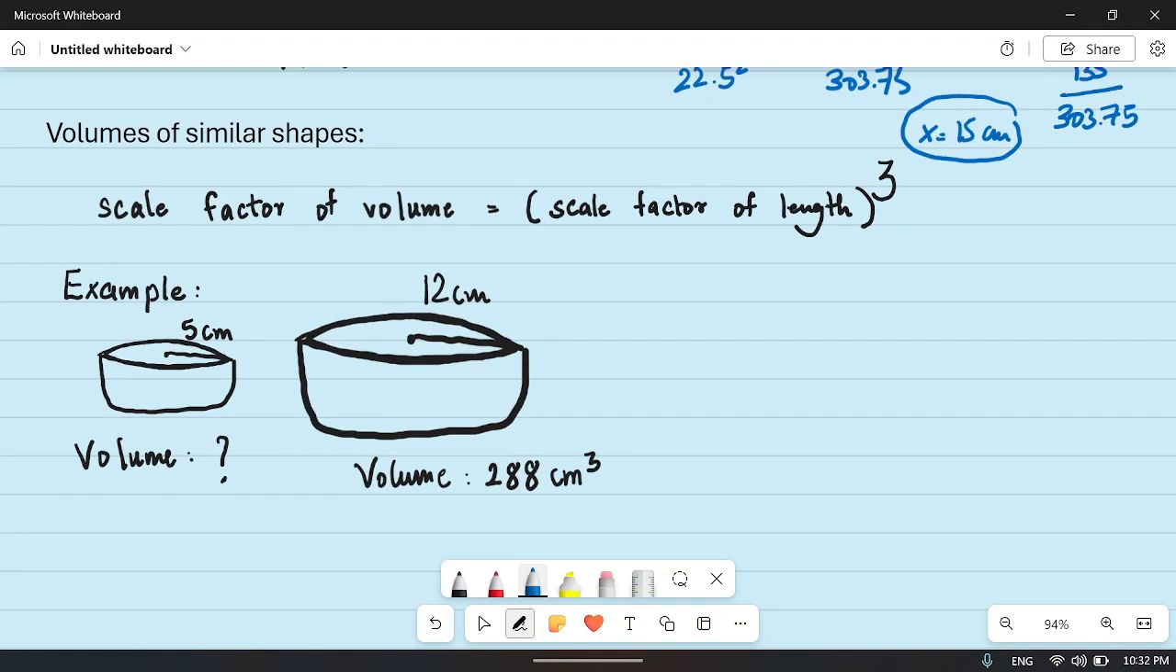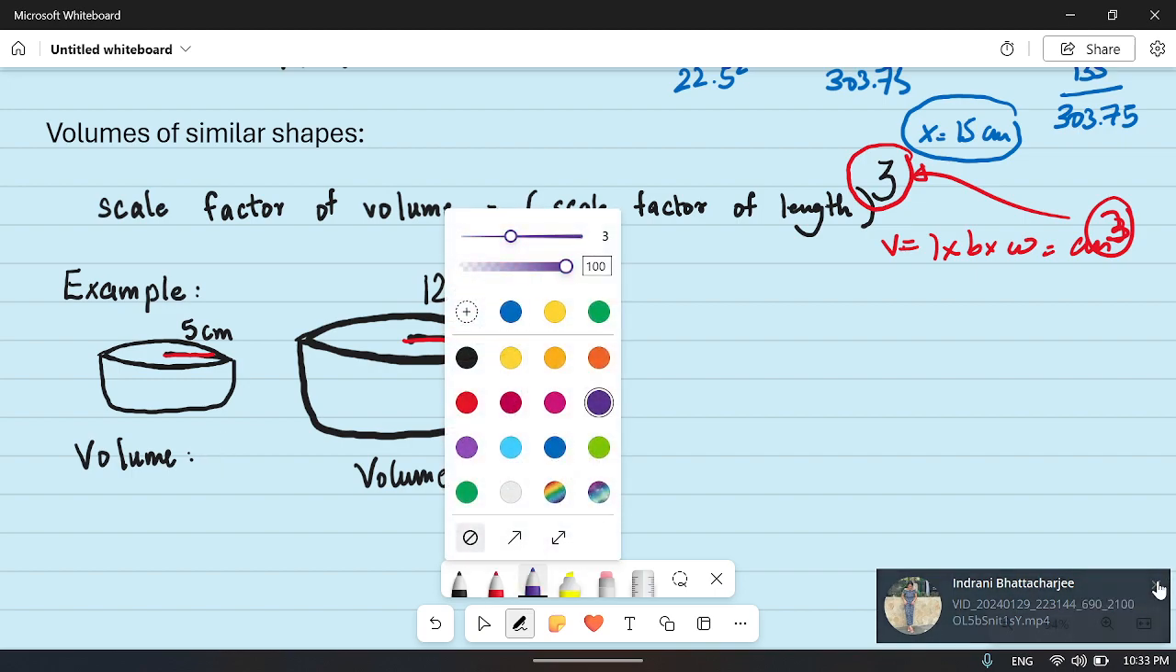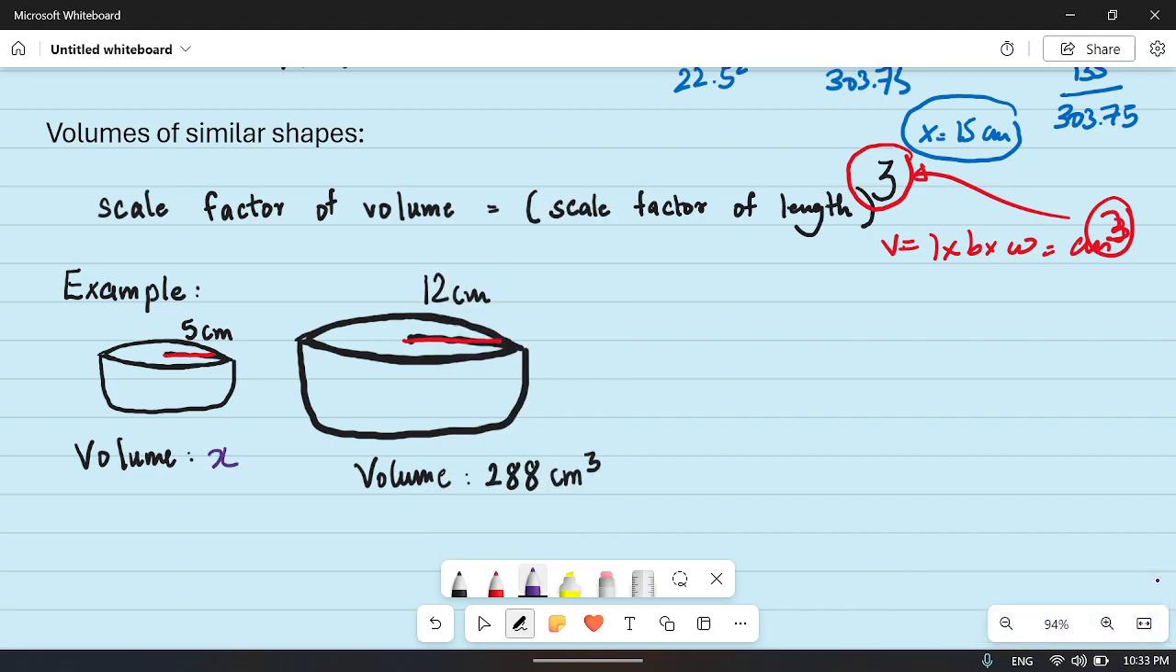Then we move on to the volume of similar shapes. Now, volume is the same as area, but this time it's to the power of 3, because why? We know volume is length times width times height, and then centimeter cubed, right? The cube, that's why it's to the power 3. We have an example. We have 5 centimeters of one length, 12 centimeters of another length. Let's say volume is x.